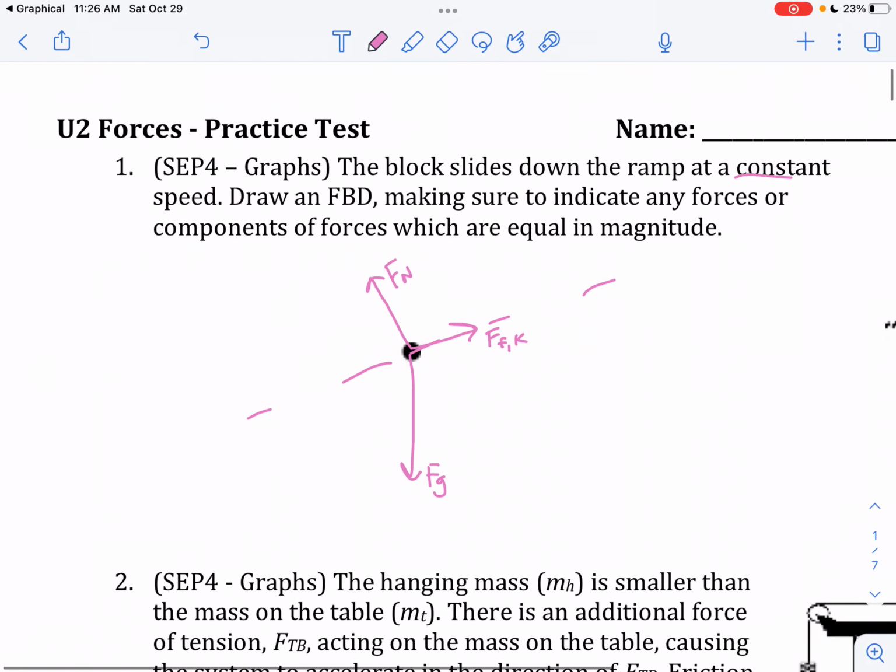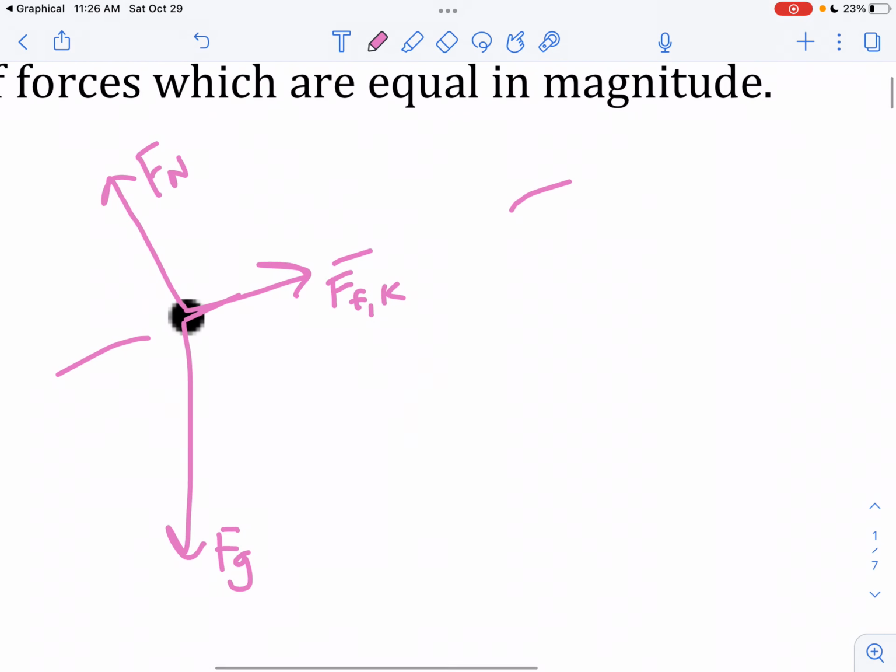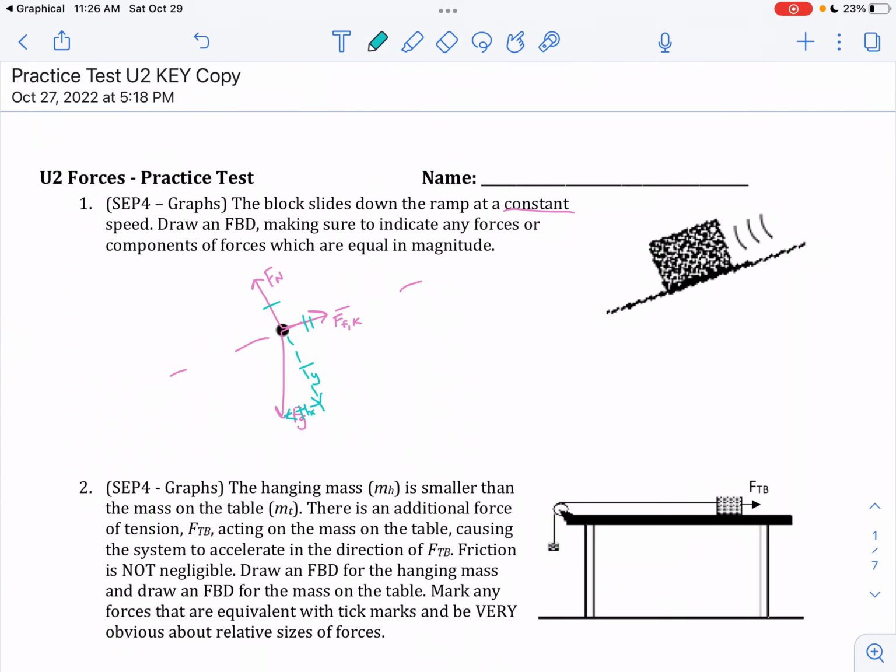Now, because it's moving at a constant speed, that means that my F net needs to be 0 because the acceleration is 0. And so I'm going to draw on my components so I can show that my forces are equivalent. So here's my FGY, here's my FGX. And my FGY is going to be equal to my Fn, and my force of friction is going to be equal to FGX. There's no push force. If you drew a push force going down the ramp, that is a phantom force. Nothing is pushing the block.